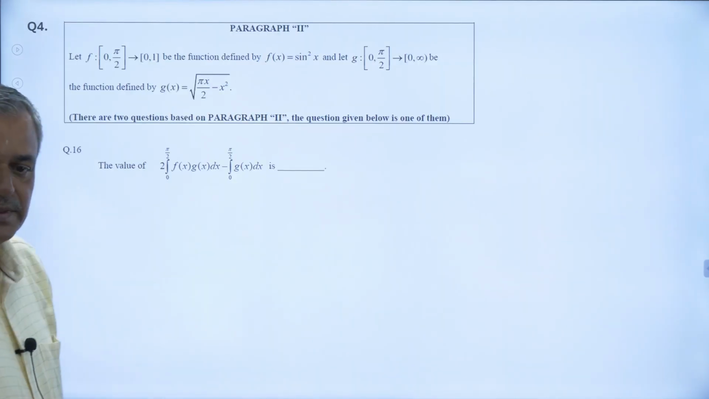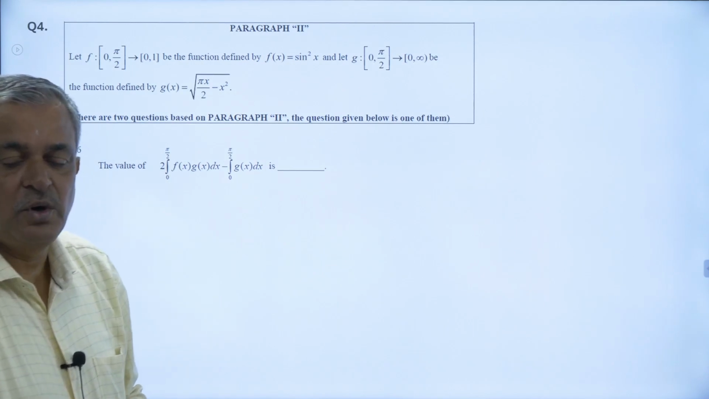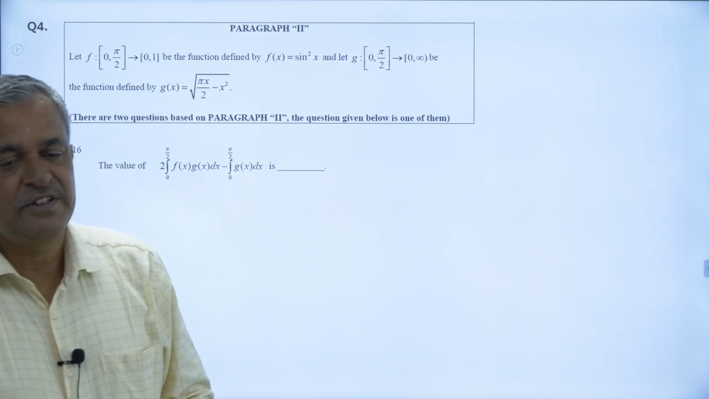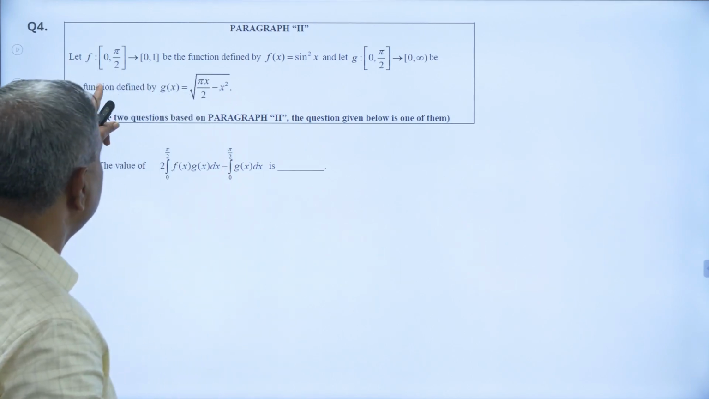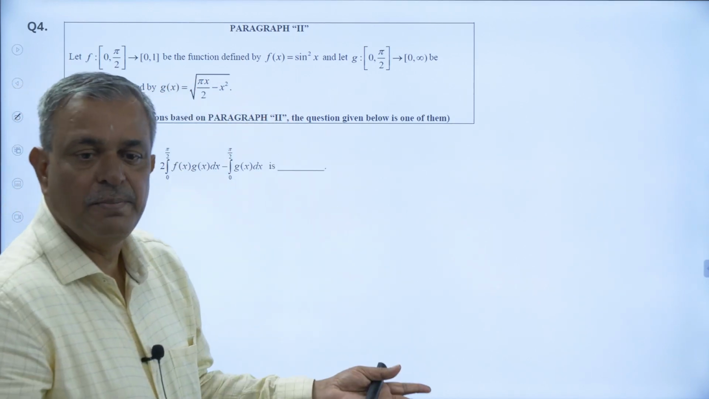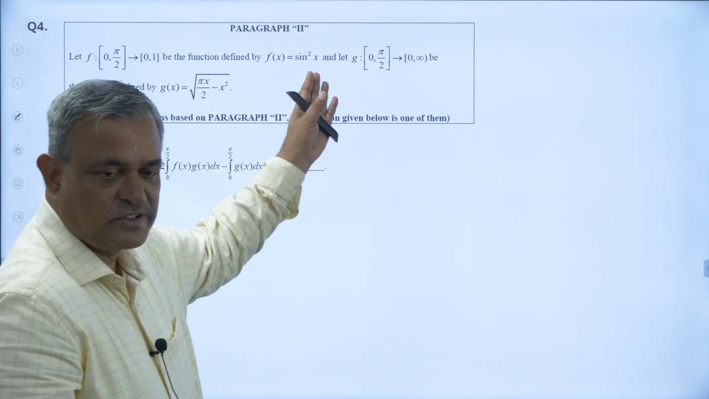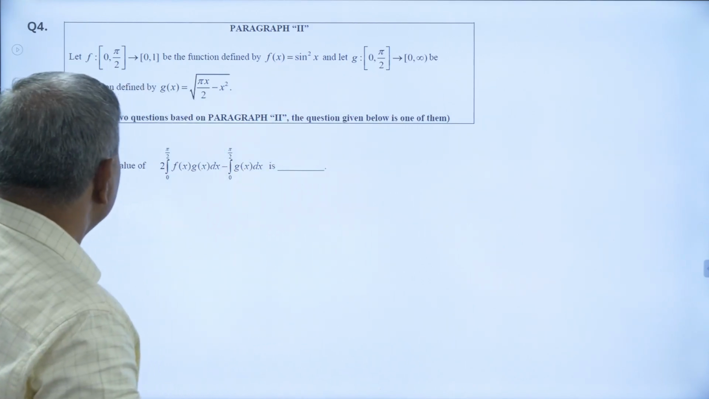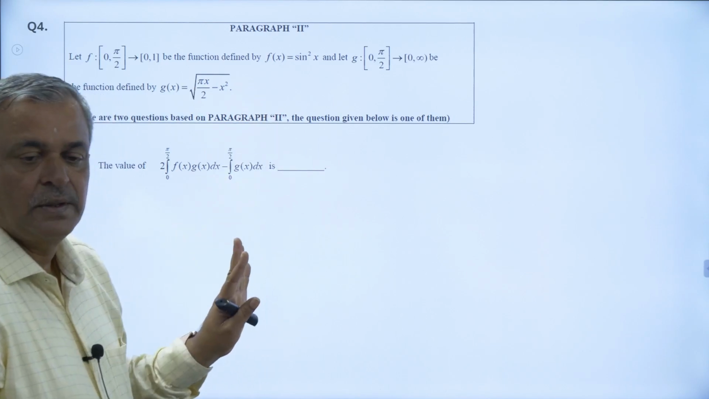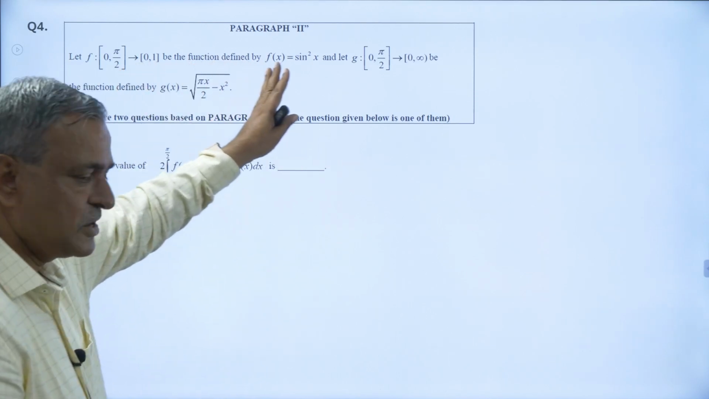Question number 4. It can also be done within the specified time. Now observe the question very carefully. The domain and range of the function are given: 0 to pi by 2, and 0 to 1. f of x equal to sine square x is given. And let g be another function from 0 to infinity. g of x is given. This is the information given.